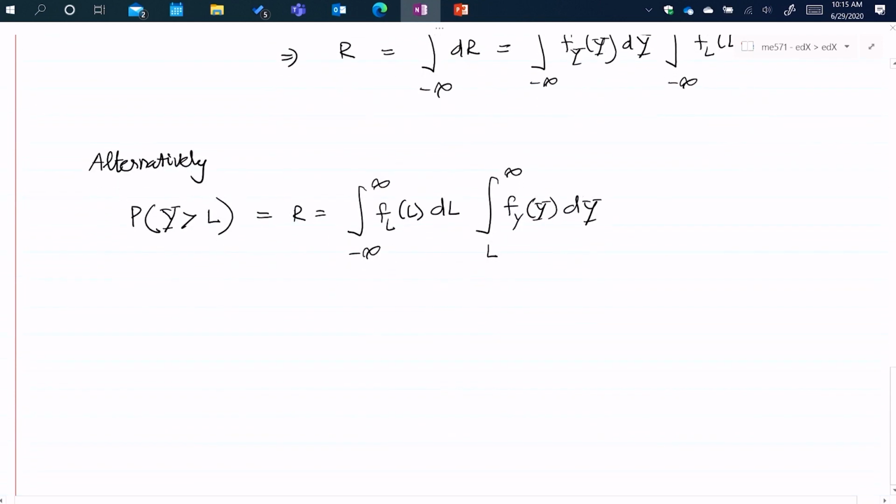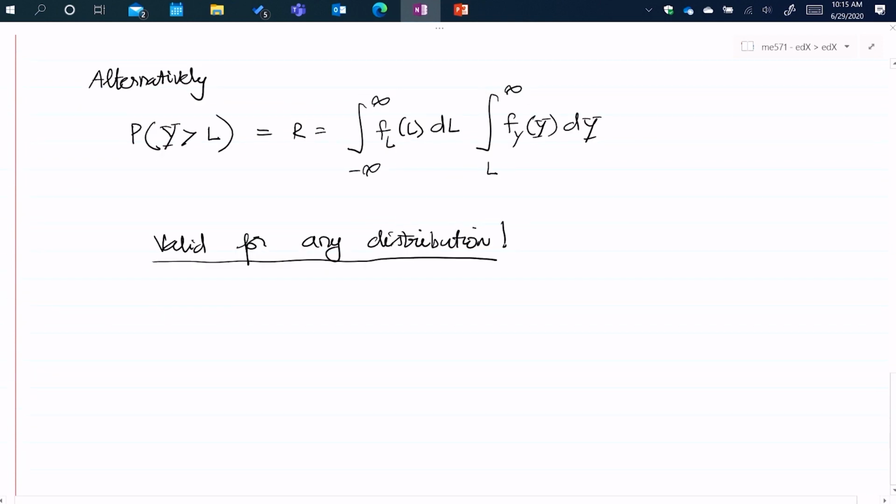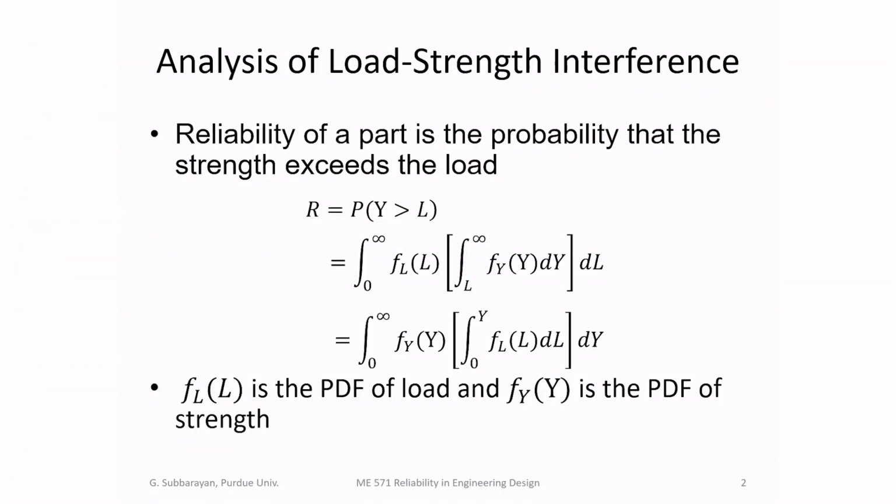Now, these two expressions are valid for any distribution, because we have not specified what the PDF form has to be. So this is valid for any distribution. That's how these two formulae are derived.